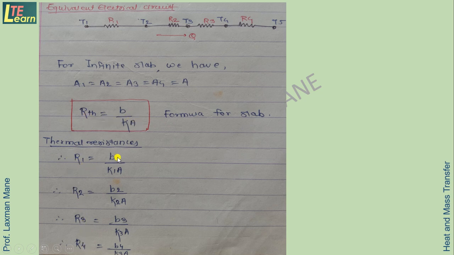So R1 will be equal to the corresponding thickness B1, corresponding thermal conductivity K1, and the area is the same for all. Similarly R2, R3 and R4 are written here, where the corresponding values of thickness and thermal conductivities are mentioned.